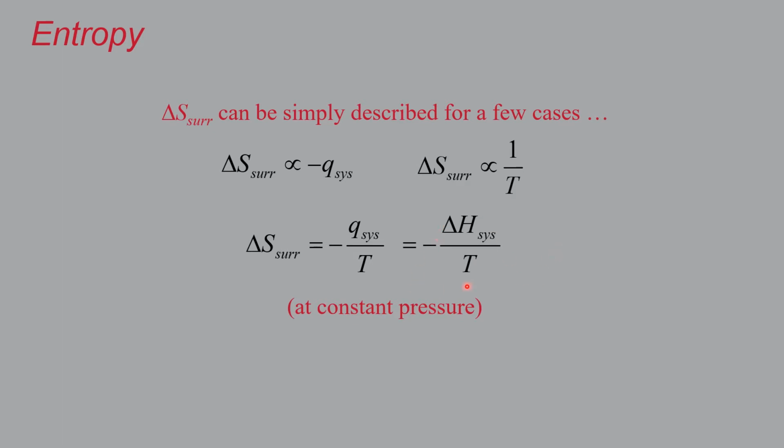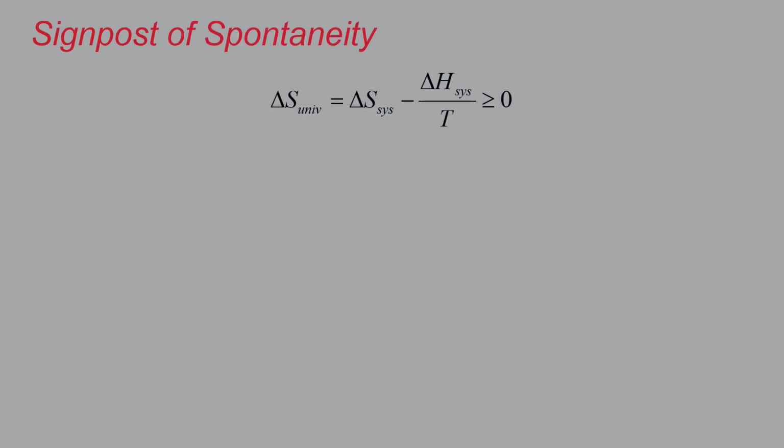So if we put this new expression into our delta S universe equation, we say that the delta S of the universe is equal to the delta S of the system minus delta H of the system divided by T. And the very important thing here is that we've gotten rid of the surroundings. Everything here on the right-hand side of the equation is a system quantity, and those are easy to calculate, measure, what have you. And now we're getting a much clearer signpost of spontaneity.